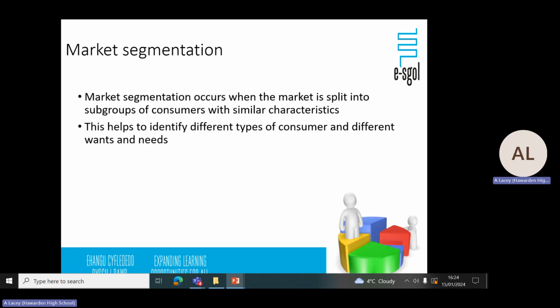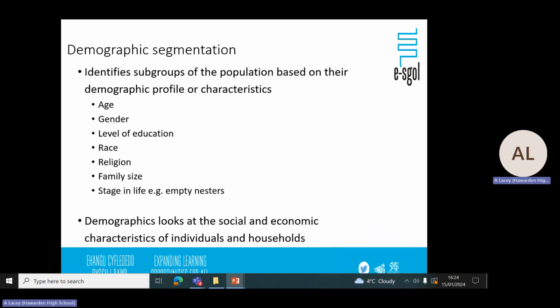Another thing with regards to markets is your market segmentation. So this occurs when the market is split into subgroups of consumers with similar characteristics, and it helps identify different types of consumers and different wants and needs. Now, segmentation methods can include things like demographic, geographic, income, and behavioural. Now, your demographic segmentation is identifying subgroups of population based on their demographic profile or characteristics. So here you're thinking about things like age, gender, level of education, race, religion, family size, stage of life, etc.